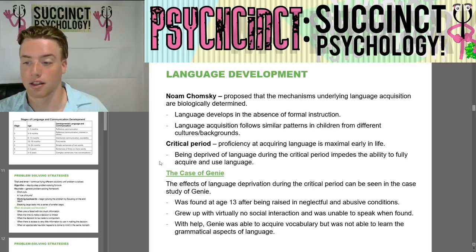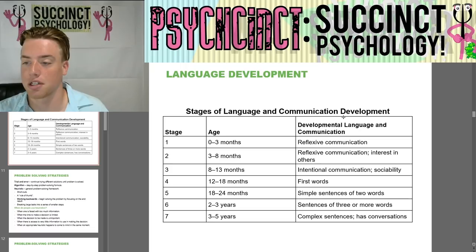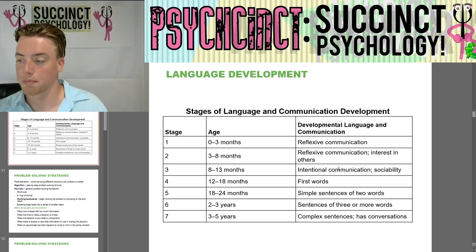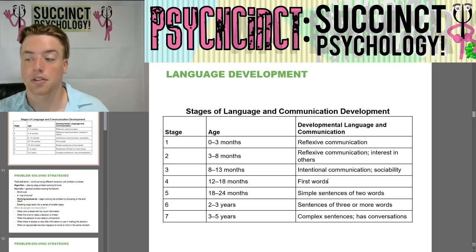Here we have a nice chart, the stages of language and communication development. So we have 7 stages ranging from birth to 3 to 5 years. So stage 1, the development of language and communication is reflexive communication. Stage 2 is, again, reflexive communication plus interest in others. Stage 3 is intentional communication, so 8 to 13 months, and sociability. 12 to 18 months, we have your first words, you know, mama, dada, so on and so forth.